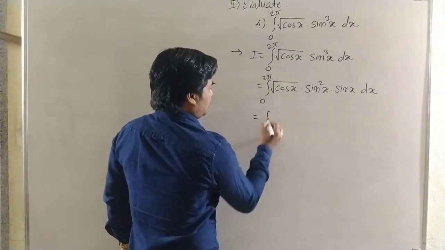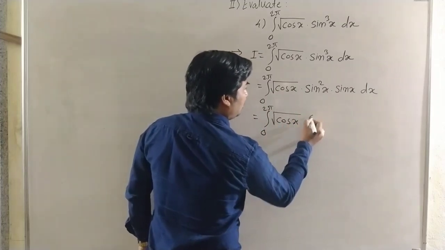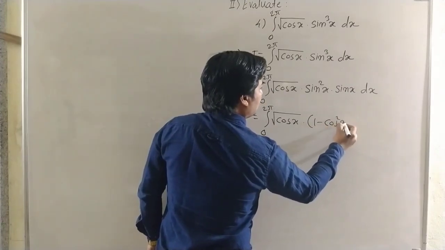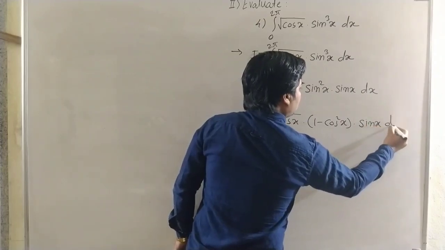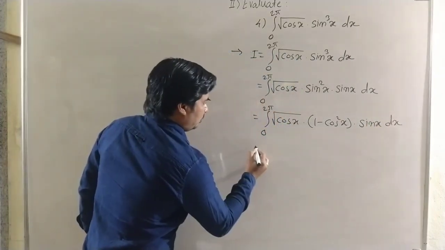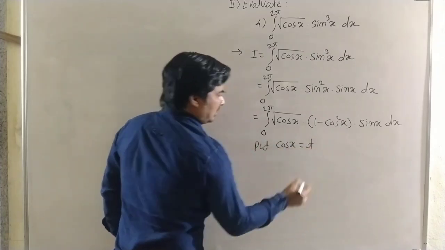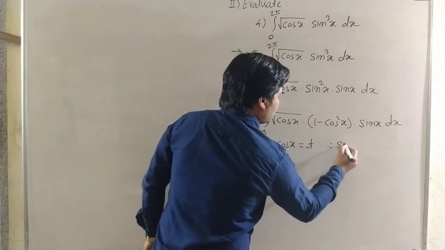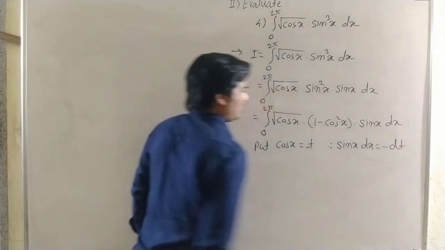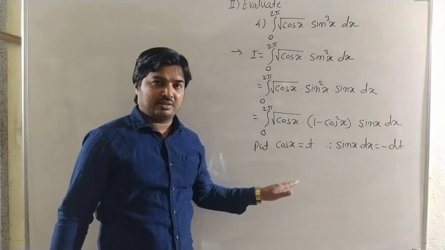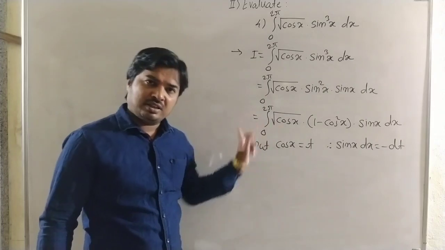So here we can write integral from 0 to 2 pi of under root cos x into 1 minus cos square x, which is sin square x, into sin x dx. Then put cos x equal to t, and therefore we can write sin x dx is equal to minus dt, because the derivative of cos x is minus sin x, so minus sin x equals dt by dx.